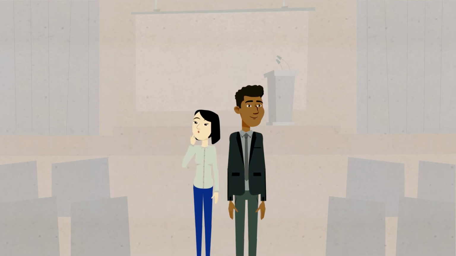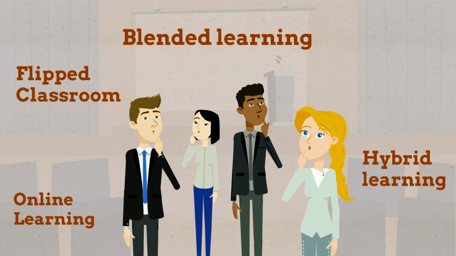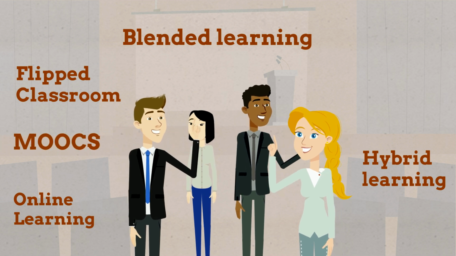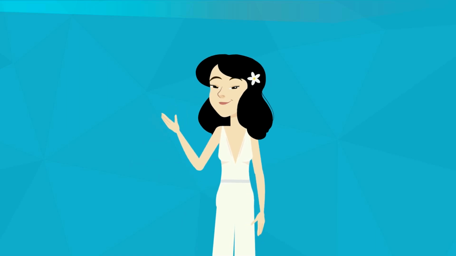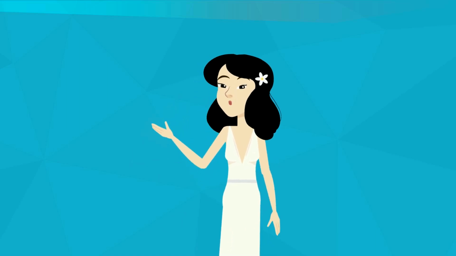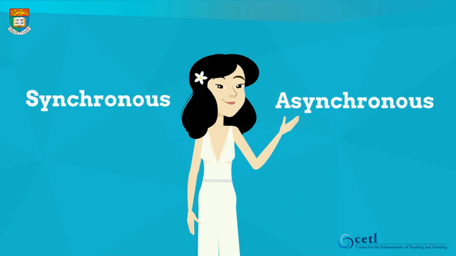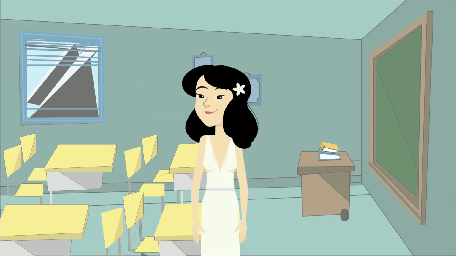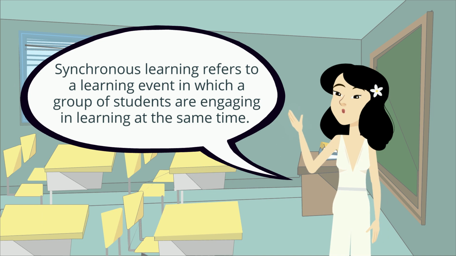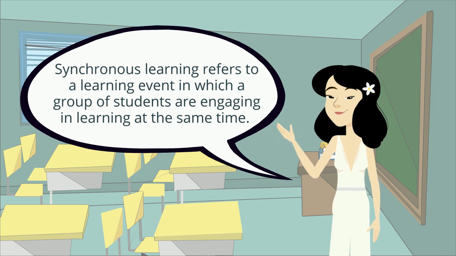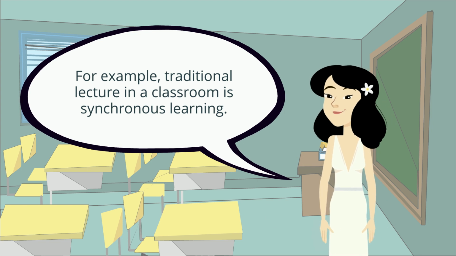You would have heard many terms like blended learning, online learning, hyperlearning, flipped classroom, MOOCs, face-to-face. But which should you be using? There are two umbrella terms that we are particularly interested in, and that is synchronous and asynchronous approach to learning. Synchronous learning refers to a learning event in which a group of students are engaging in learning at the same time. For example, a traditional lecture in a classroom is synchronous learning.